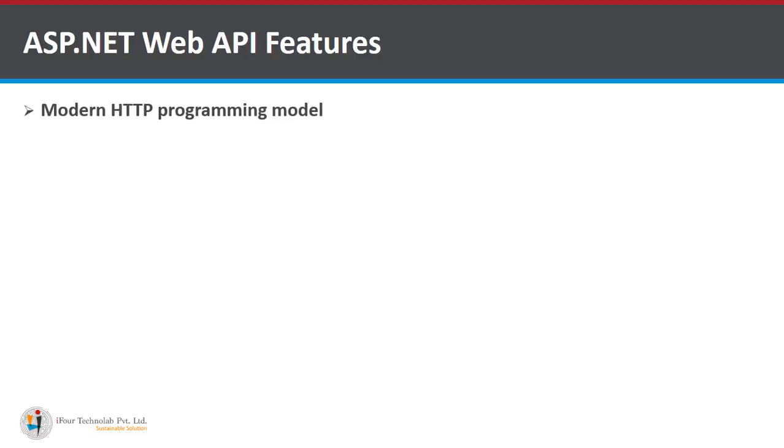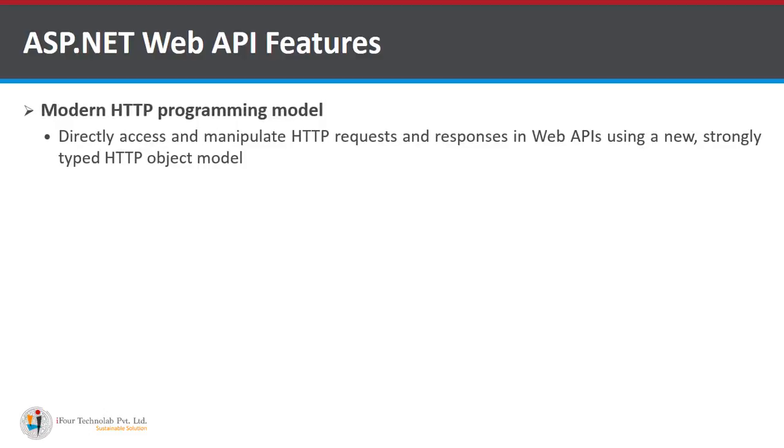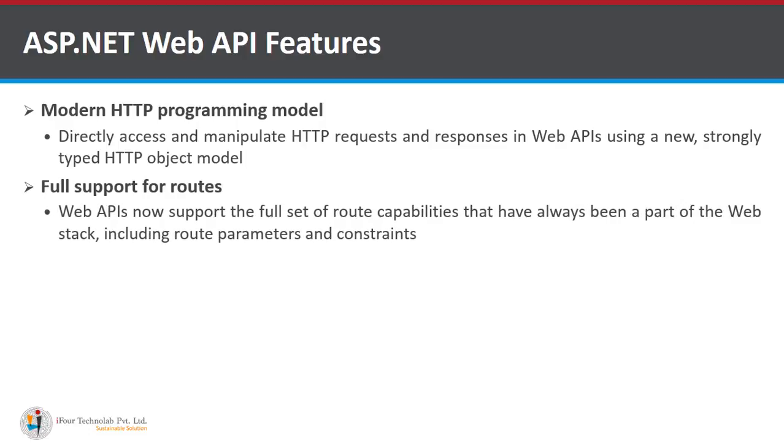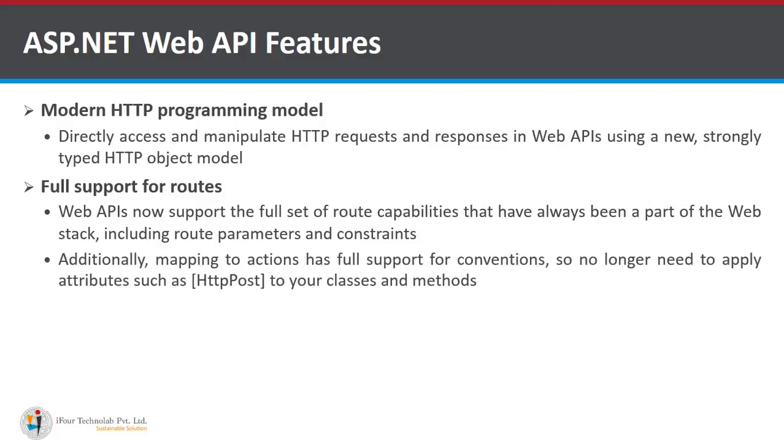First one is the modern HTTP programming model. Directly access and manipulate HTTP requests and responses in Web APIs using a new strongly typed HTTP object model. Second one is full support for routes. Web APIs now support the full set of route capabilities that have always been a part of the web stack, including route parameters and constraints. Additionally, mapping to actions has full support for convention, so you no longer need to apply attributes such as HttpPost to your classes and methods.